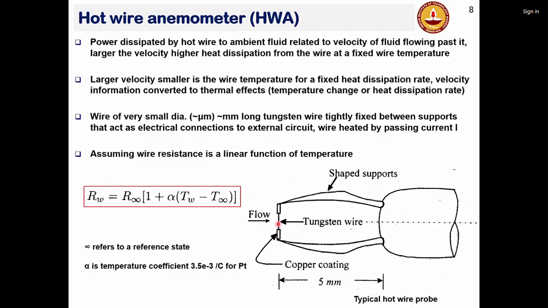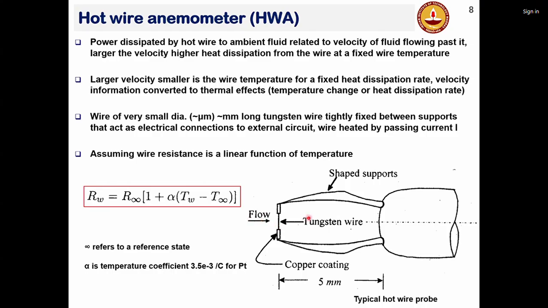Typically, as I said, it is tens of microns to hundreds of microns, and the length of this wire is a few millimeters, maybe 2 to 3 millimeters. The entire structure, including the shaped support, is about 5 to 10 millimeters. This is exposed to the flow, which is happening over this tungsten wire, typically a cylindrical wire. So the principle is that when current is passing through this wire, it gets heated up.